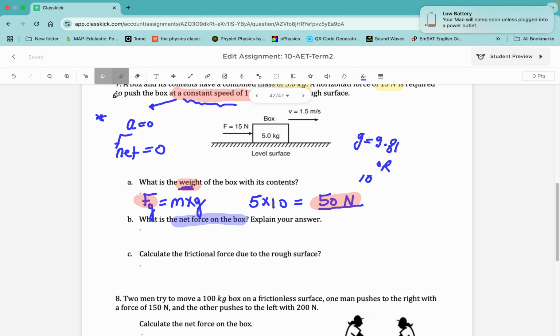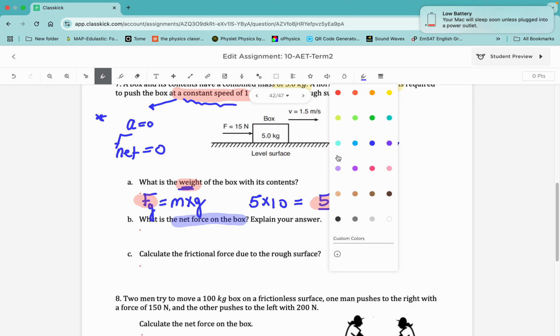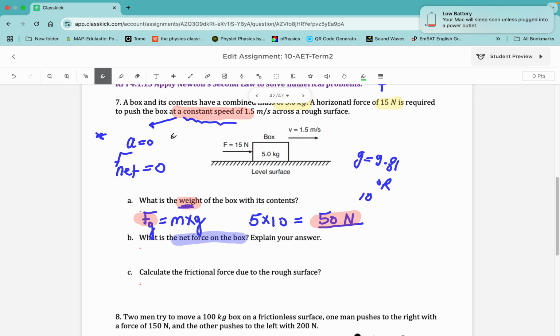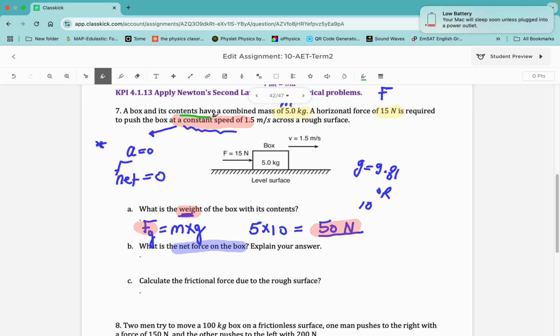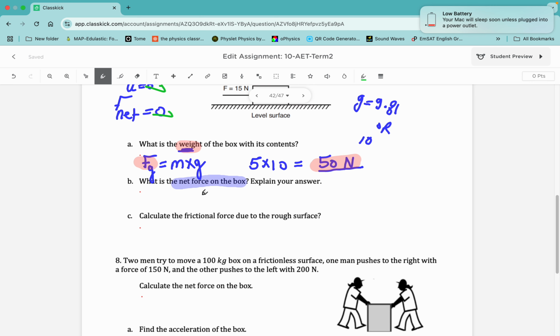Going to the next part that talks about what is the net force on the box, and explain your answer. We already know the answer before even reading the question. Before, this word gave us an indication that acceleration is 0, so net force is 0. So you don't need to think. The net force is 0. It's written here, explain your answer. So you need to explain.